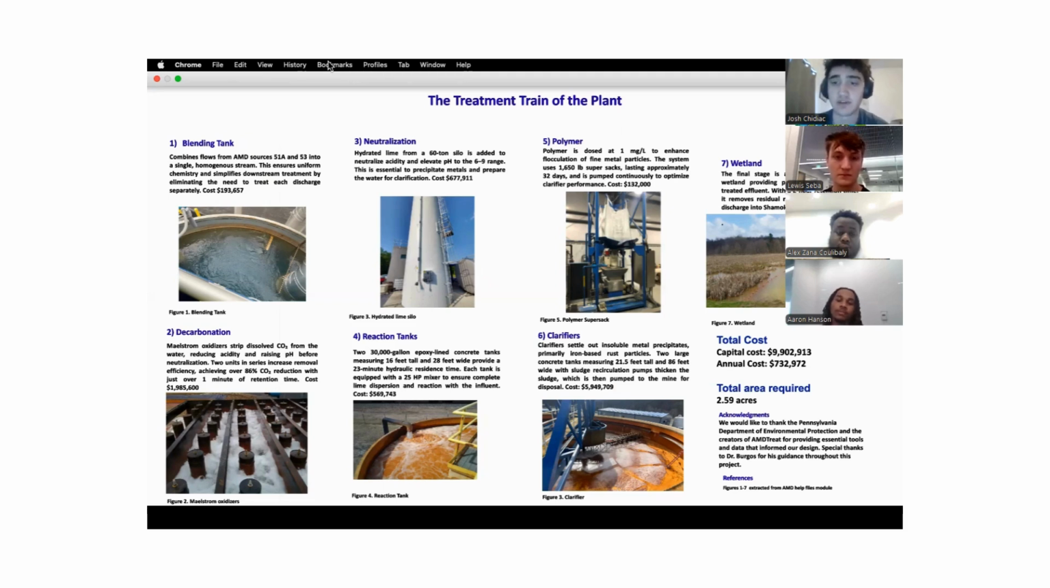Our capital cost will be around $9.9 million with an annual cost of $732,000. And the total area required for our project will be about 2.6 acres.